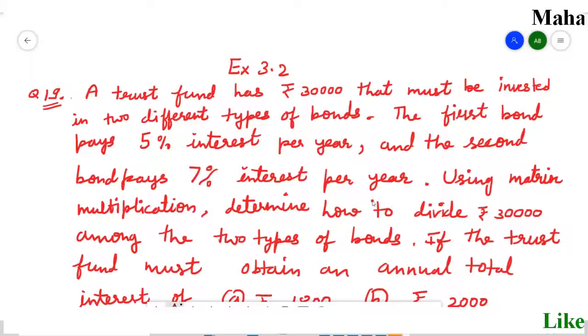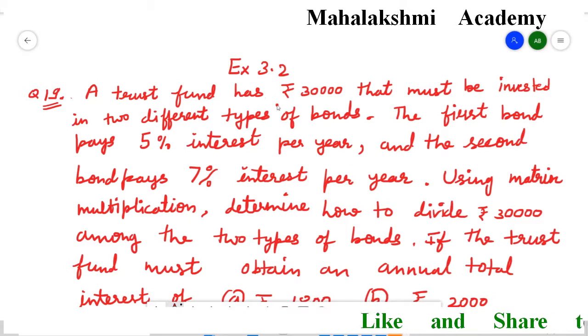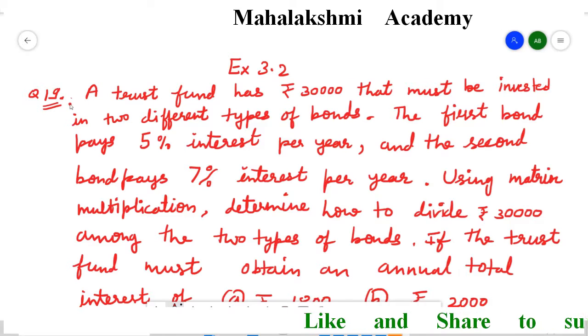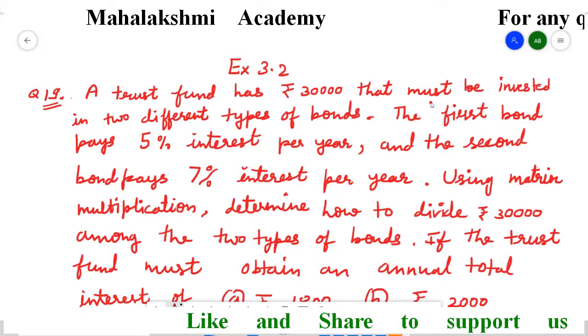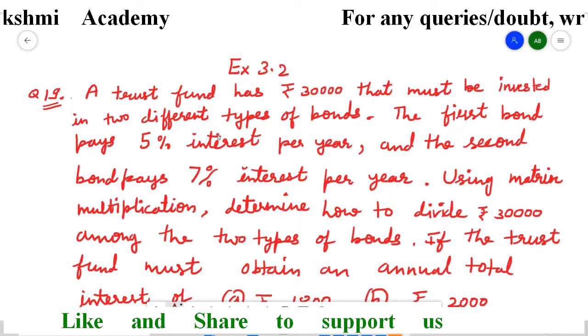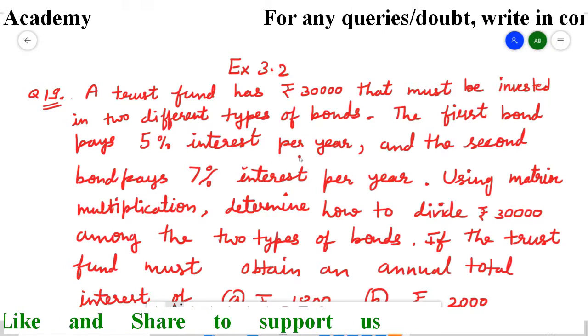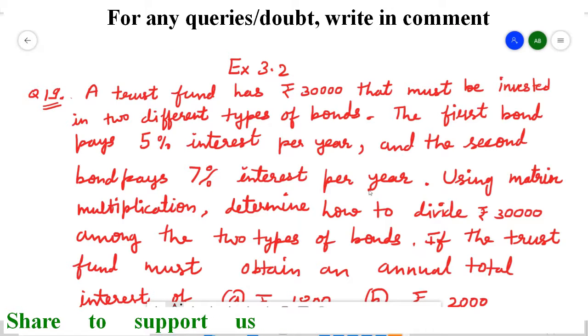Hello everyone, I am going to explain question number 19 from exercise 3.2, and this question belongs to 12th class maths. Question 19: a trust fund has rupees 30,000 that must be invested in two different types of bonds. The first bond pays 5% interest per year and the second bond pays 7% interest per year.